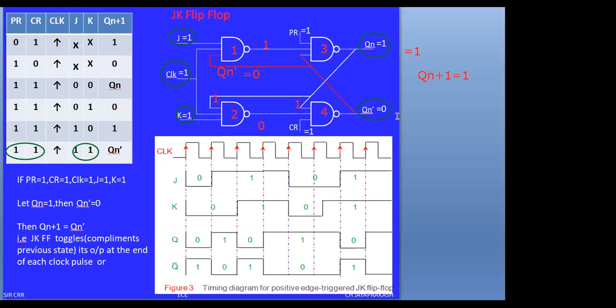Therefore, the response at this time, the response Q of n plus 1 complement, which should previously have been 0, will be modified to 1. NAND gate 4 input is 0, so what happened to Q of n plus 1 bar? When this is 1, this 1 is given as input again to NAND gate 3. Therefore, this status, Q of n plus 1, previously 1, will be modified to 0.